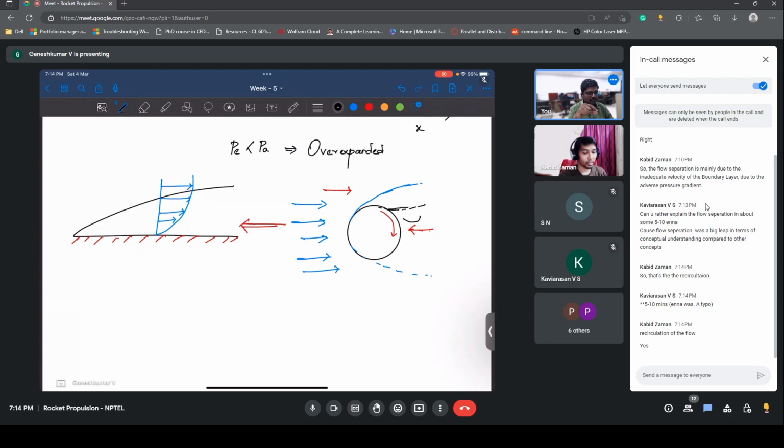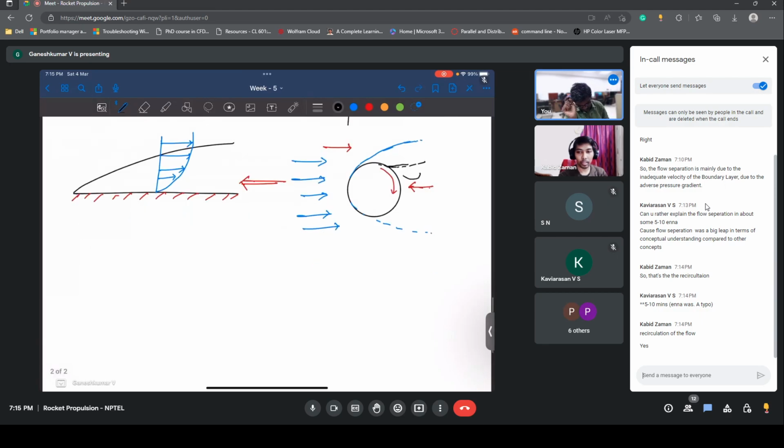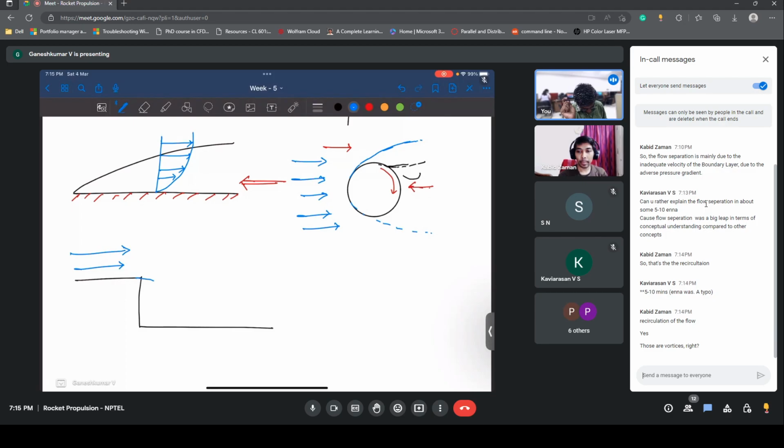Whenever flow turning happens, right? Let's say you have something like this, okay? At that time, the flow has to detach from here and it rejoins here, and in this place there is going to be recirculation, right? Here, these are vortices, right?